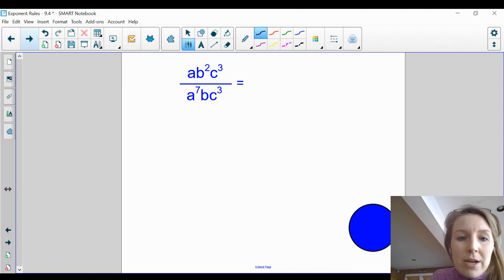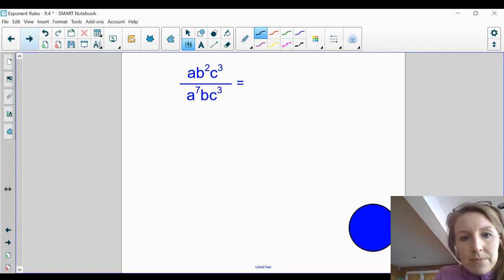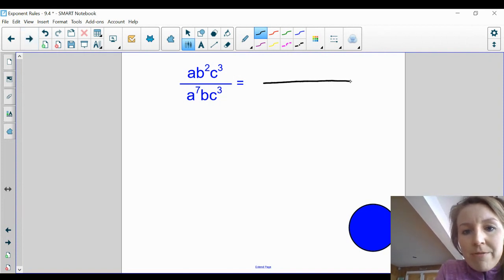Okay, I want you to pause and try this one again, keeping in mind positive exponents only, and do one chunk at a time. All right, so I'm going to draw my fraction. We're going to start with our a's. This a has an invisible exponent of 1. So I'm going to do a to the 1st divided by a to the 7th.